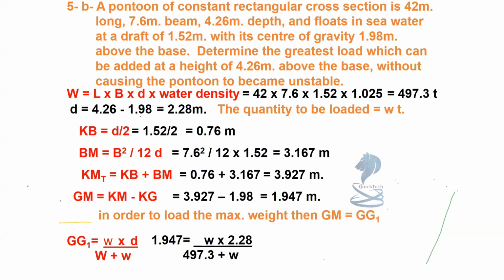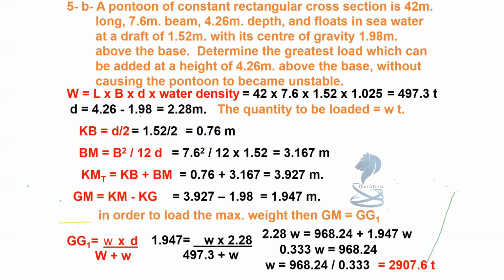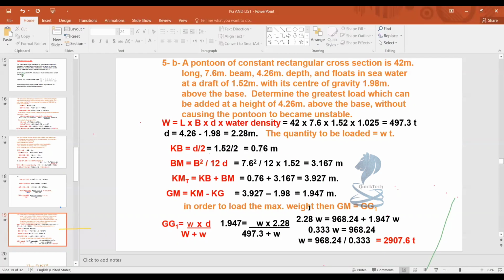So to load the maximum, GM is equal to GG1, thereby 1.947 is equal to small w into 2.28 divided by 497.3 plus w. Putting these values in, we get the weight to be added. w is equal to 968.24 divided by 0.333, is equal to 2907.6 tons. That is, the greatest load which can be added at a height of 4.26 meters without causing the pontoon to become unstable is 2907.6 tons.